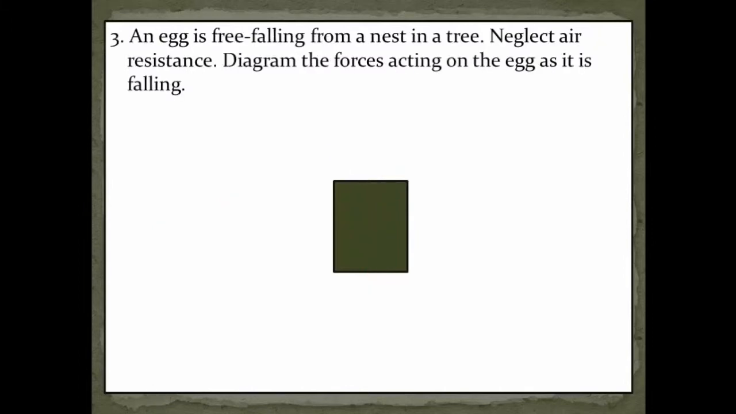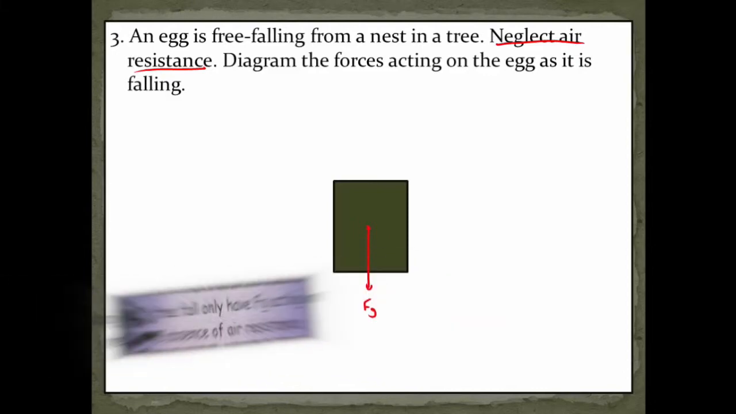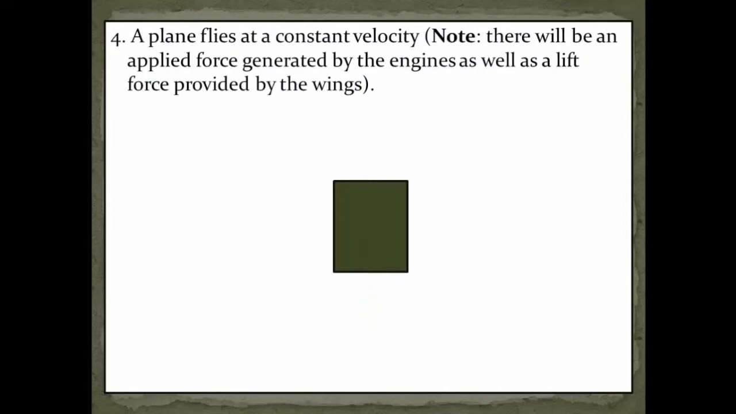An egg is free falling from a nest in a tree. Neglect air resistance. That's a big one. Diagram the forces acting on the egg as it's falling. Well, an object is falling down. We have nothing pushing up on it, which means the only force at play here is the force of gravity. If there was air resistance involved, then we'd put an arrow pointing up at whatever length we needed to. But for now, that's it. In a free fall situation, unless air resistance is included, the only force acting on it is the force of gravity. And that's a good thing to remember.